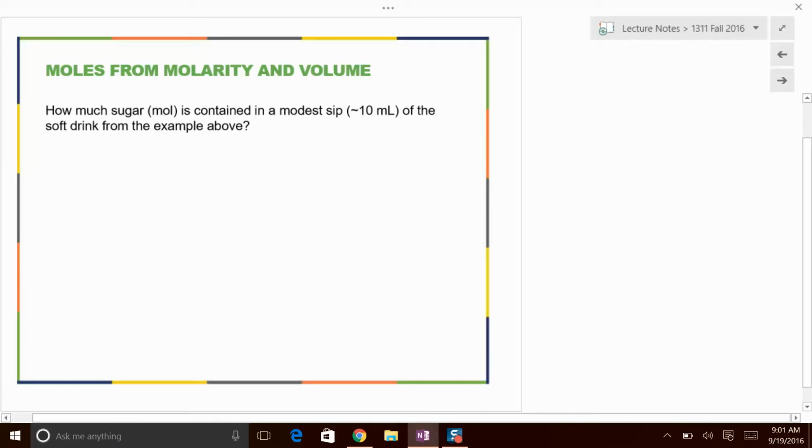So, how much sugar in moles is contained in a modest sip, approximately 10 milliliters, of the soft drink from this example above? So, what am I solving for? I want to know the moles. I'm solving for the moles. Well, if molarity equals moles per the liters, what does moles equal?